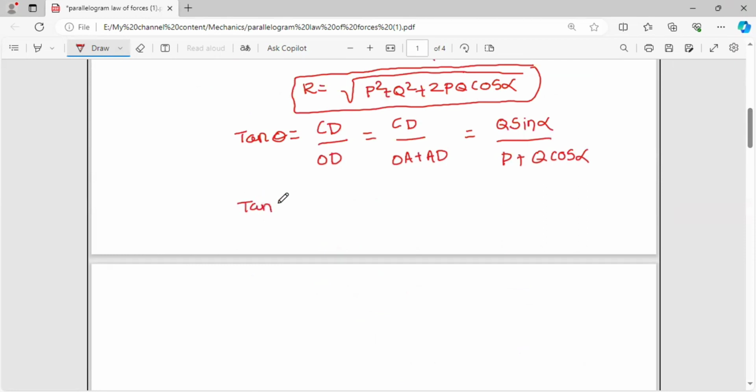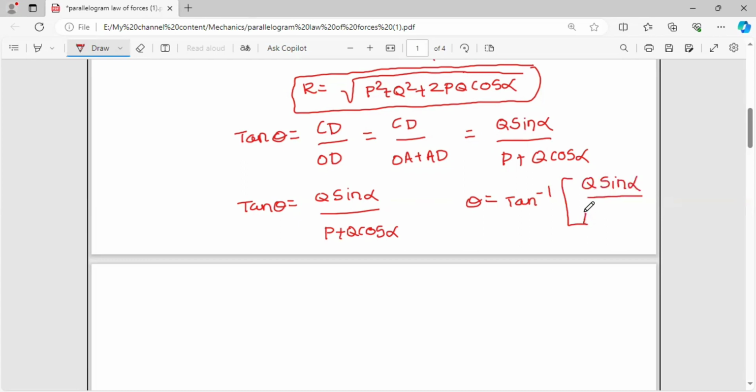From this relation, we can write tan theta equal to Q sin alpha by P plus Q cos alpha. Here theta equals tan inverse of Q sin alpha by P plus Q cos alpha. So this is the formula for the direction of the resultant force.